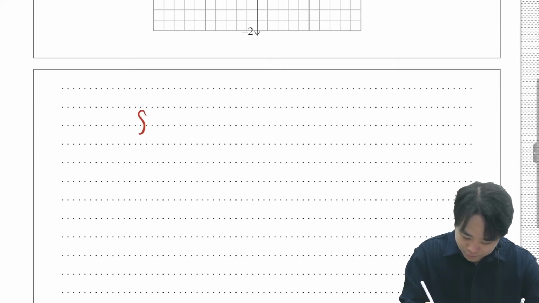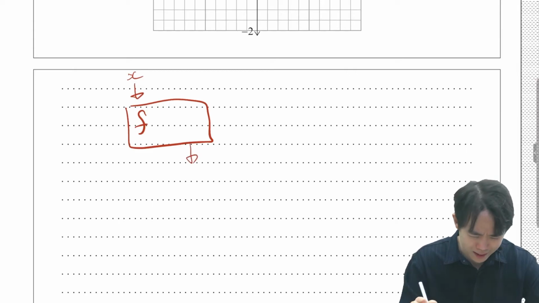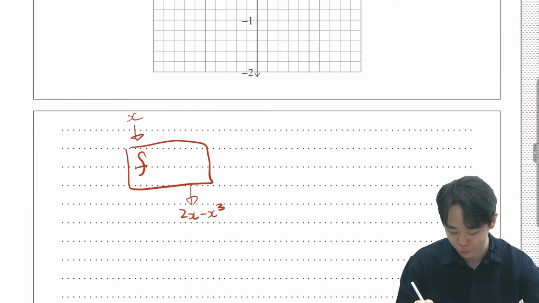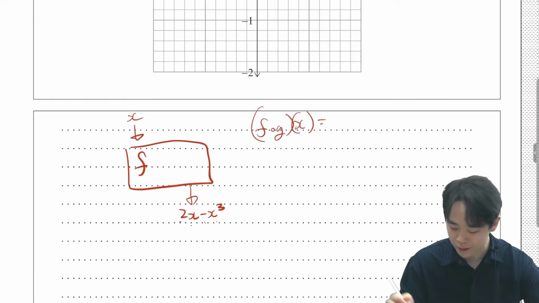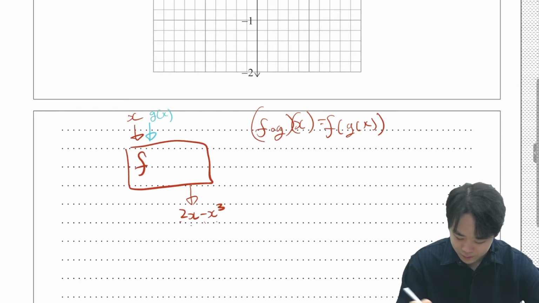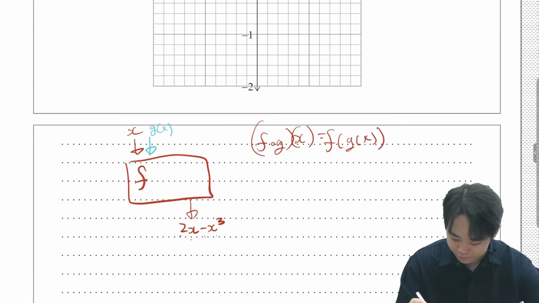So f is a function that takes in an x and it outputs 2x minus x cubed. So anything that goes inside this mysterious function box of x is going to come out with 2 times x minus x to the power of 3. Now, if we have f of g of x, we can write this as a function within a function. So instead of putting an ordinary x here, we're instead putting a g of x here. G of x, which we agreed upon was tangent x. Right? So instead of x, we're putting in a tangent x.